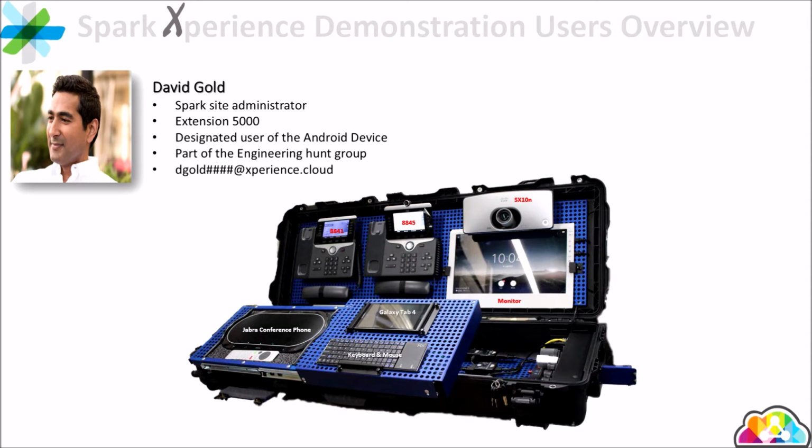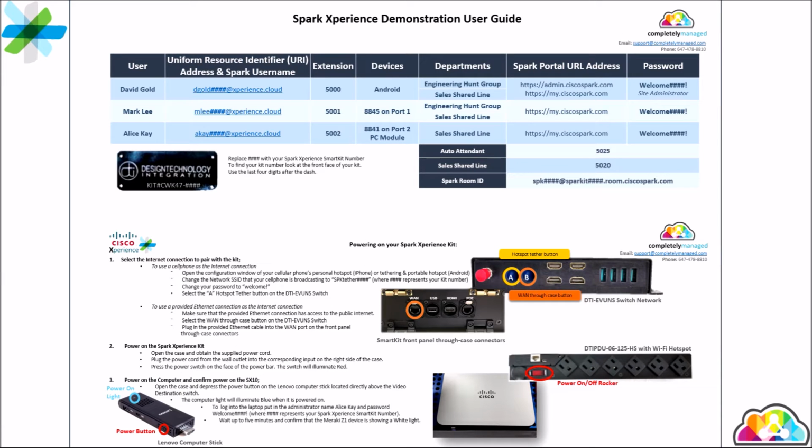Before we start the login process, there are 2 things you need to know. First, be sure that you know your unique kit number. Your kit number is found on the front door plate of your through kit connector ports. For the sake of our demonstration, I'll be using kit number 0008. Second, check your laminated guide and capture your Spark Administrator's unique username and password. So mine is dgold0008 at Experience Cloud. My password is welcome0008!